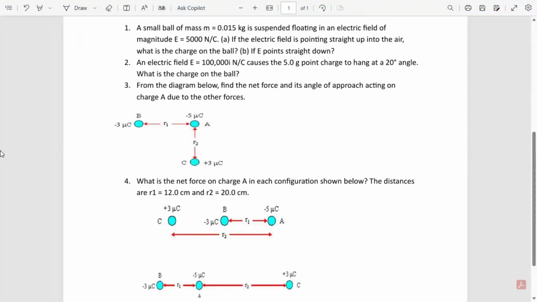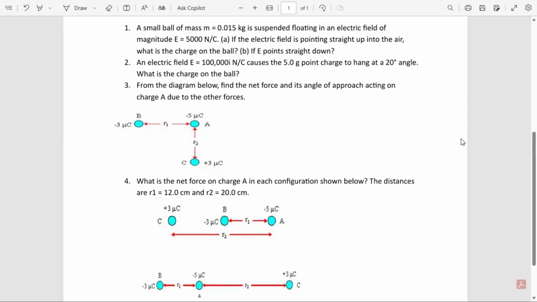Question 2 is saying an electric field of 100,000 newtons per coulomb causes a 5.0 gram point charge to hang at a 20-degree angle. What is the charge on the ball?